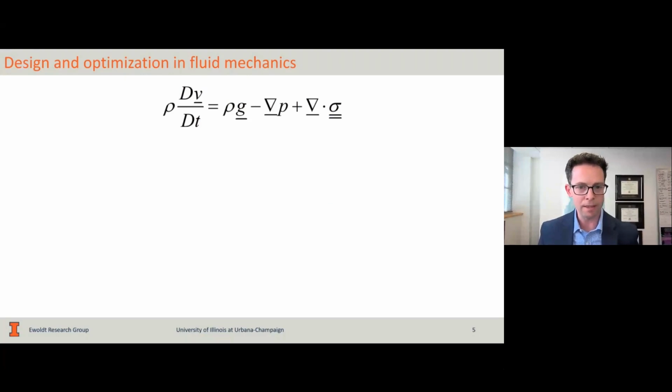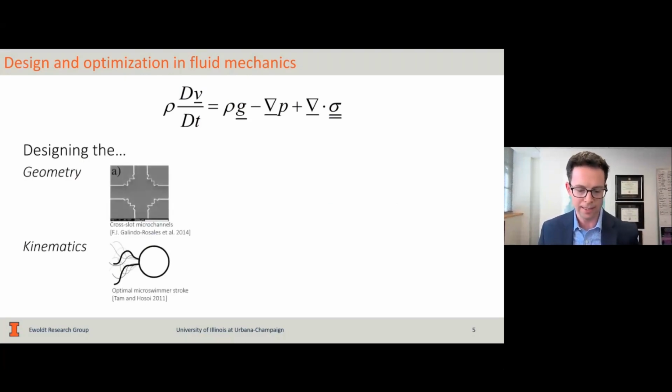I'll say one more comment that in fluid mechanics, we try to design and control things in many different ways. You'll often see us controlling flows by changing the boundary conditions, though. That might be changing the shape of the boundary, or if you imagine a little swimming microorganism, it's optimizing maybe the kinematics of the stroke.